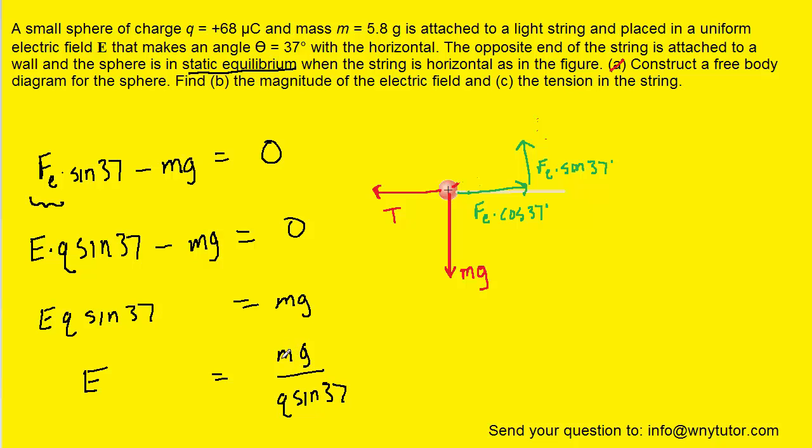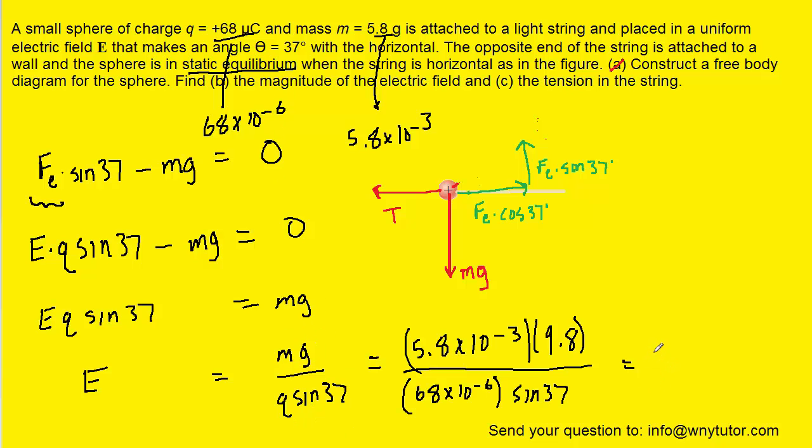Now we just plug in the known values. The mass was given to us in grams, so we're going to have to convert that into kilograms. So don't forget that to do that, you just multiply the 5.8 by 10 to the minus 3. That will get it from grams into kilograms. g is the standard value of 9.8, and then q was given in microcoulombs. So to convert that into coulombs, you have to multiply by 10 to the minus 6. So we'll go ahead and plug in. And when you compute that, you should get approximately 1.4 times 10 to the power of 3, and the standard unit of electric field is newtons per coulomb. So this will be the correct answer to part B.